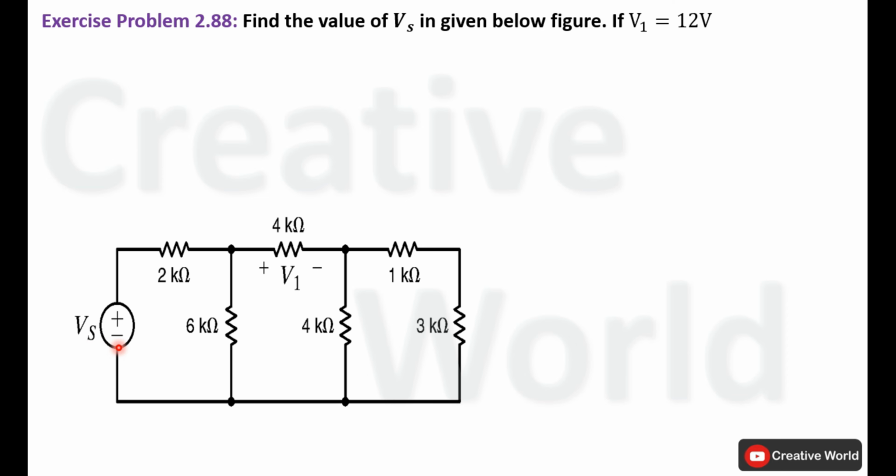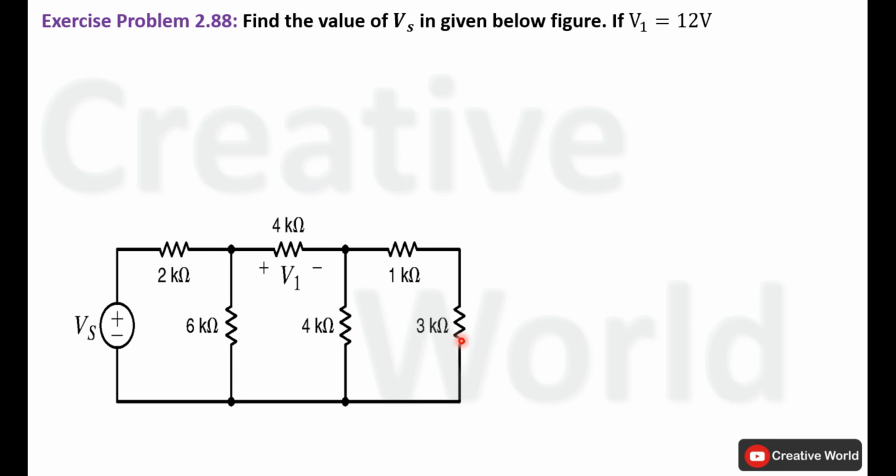One condition is given: voltage across this 4 kilo ohm resistance is labeled as V1 and the value of V1 is 12 volt. First, we have to simplify this network. In order to do that, we will simplify the network from this end.